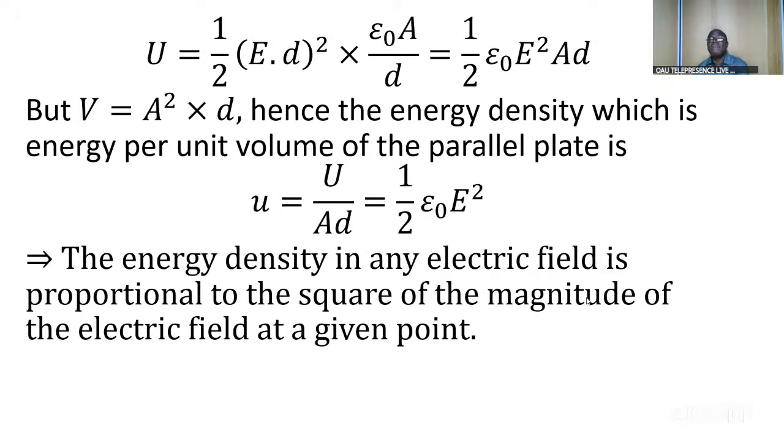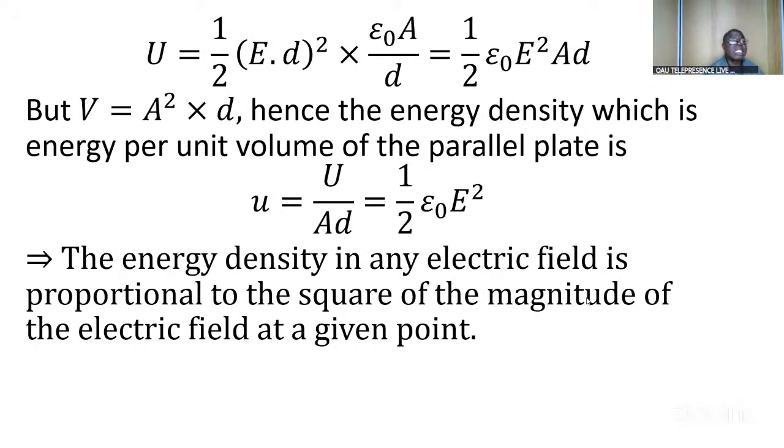So in terms of electric field, don't forget this is area times the distance between the plates. And don't forget, AD means volume. The cross-sectional area times D is equal to volume. Don't forget, please, where you saw A squared, it is not A squared.